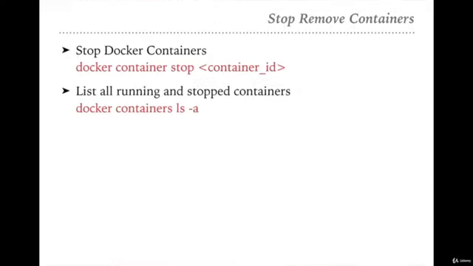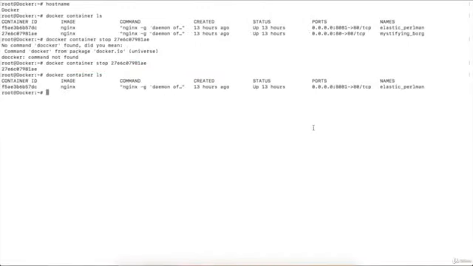Now, suppose you have a requirement where you need to list down all the containers, whether they are running or stopped. So how can you list out the IDs of all the containers which have been executed on your Docker? For this, we have a command docker container ls -a. So let's execute it. We are on our terminal. We will execute the command docker container ls -a.